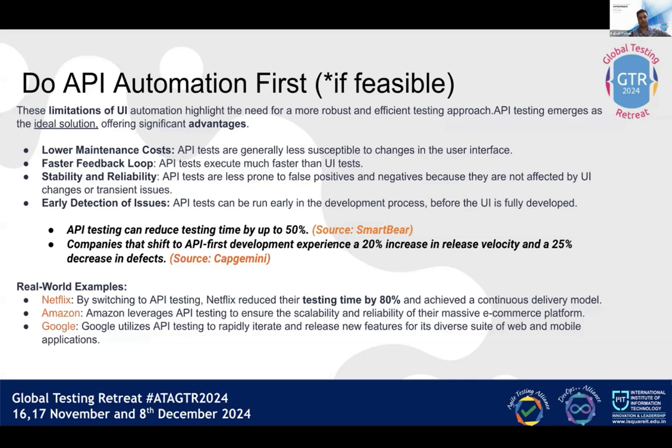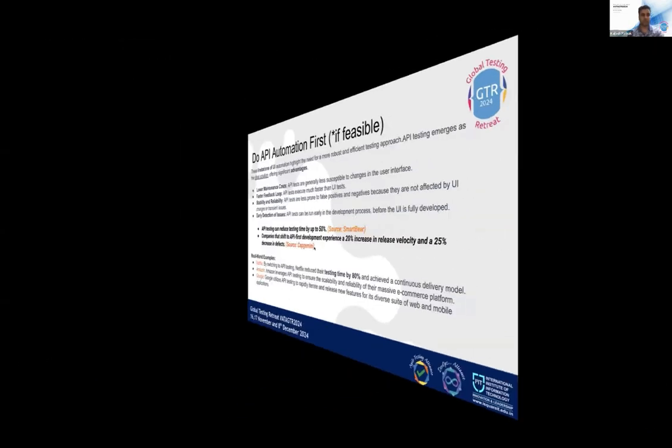Companies that shift to API-first development experience a 20% increase in release velocity and a 25% decrease. So if there is a possibility in your project, you can do API-first. You definitely have to do the API automation first. Let's quickly move to the mocking of the API.